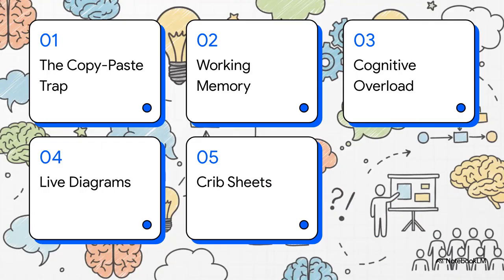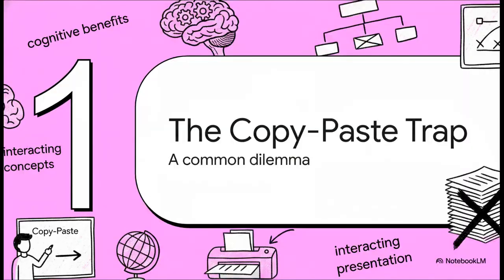So here's our game plan for this explainer. We're going to start with the copy-paste trap, head inside the working memory, look at the danger of cognitive overload, unleash the power of live diagrams, and finish up by creating your crib sheet. Let's get to it. Section 1.